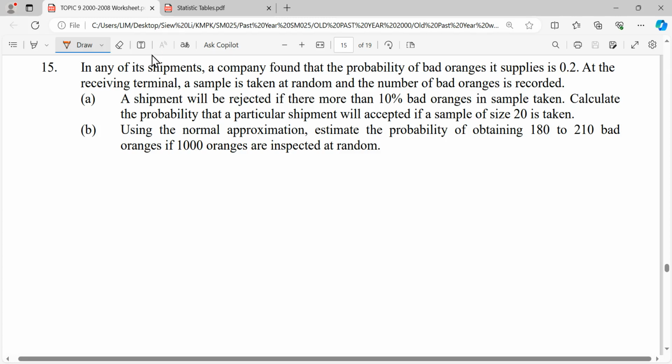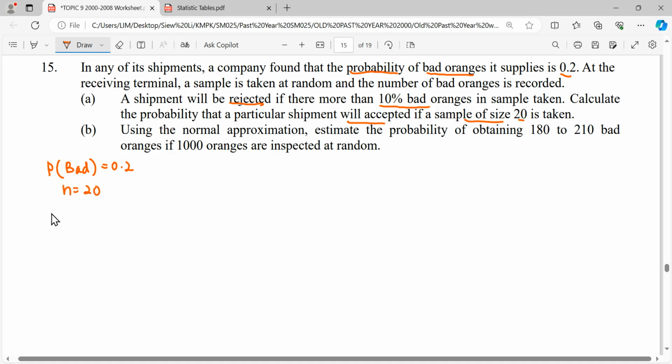Hi everyone. For this question, it says in any of its shipments, a company found that the probability of bad oranges it supplies is 0.2. So we have a situation where the probability of a bad orange is 0.2. At the receiving terminal, a sample is taken at random and the number of bad oranges is recorded. A shipment will be rejected if there are more than 10% of bad oranges in the sample taken. Calculate the probability the shipment will be accepted if the sample size is 20.